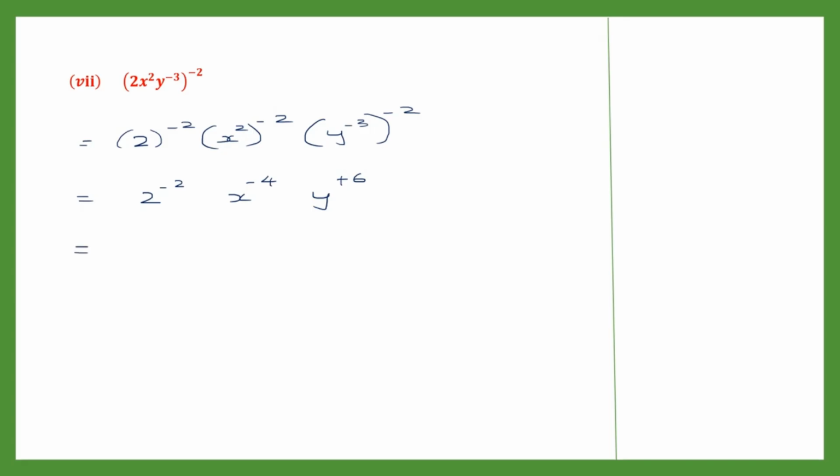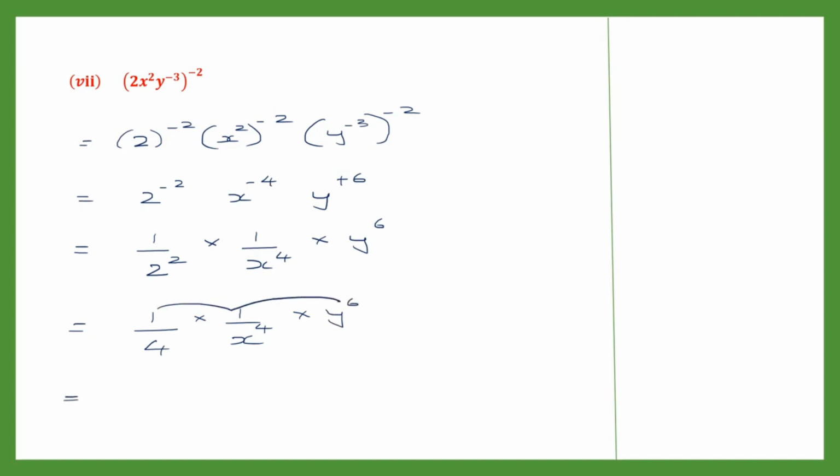So 2 to the power of minus 2 means we can write it as the reciprocal 1 by 2 and change the power to positive, into, now here x to the power of minus 4, again write the reciprocal and make the power positive, and this is y to the power of 6. So this will now be 1 over 2 twos are 4 into 1 by x to the power of 4 into y to the power of 6. So when you multiply it all, 1 into 1 is 1 into y to the power of 6 is y to the power of 6, and in the denominator we have 4 x to the power of 4. So this is our final answer.